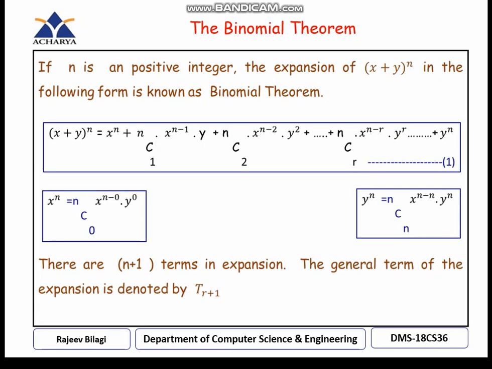Next is the binomial theorem. If n is a positive integer, then the expansion of (x plus y) to the power of n in the following form is called the binomial theorem. Okay, we'll see how it is. So (x plus y) to the power of n is equal to x to the power of n plus nC1 into x to the power of n minus 1 y, plus nC2 into x to the power of n minus 2 y square, and so on, plus nCr x to the power of n minus r into y to the power of r, plus y to the power of n. I'll call this equation 1.